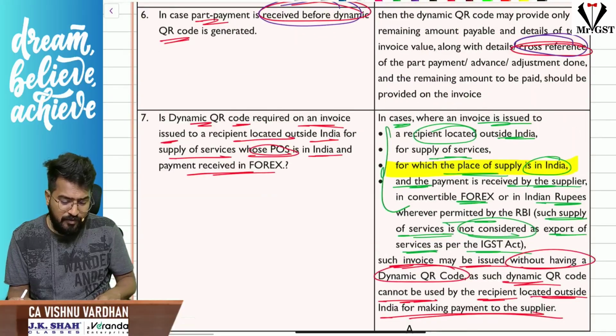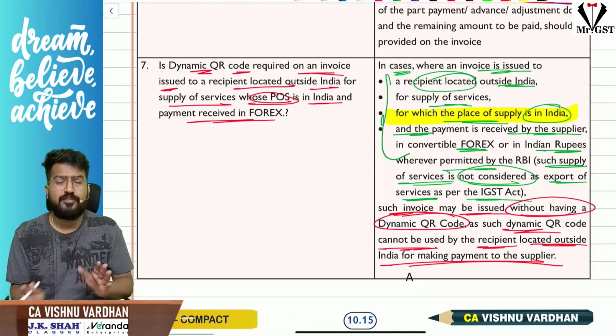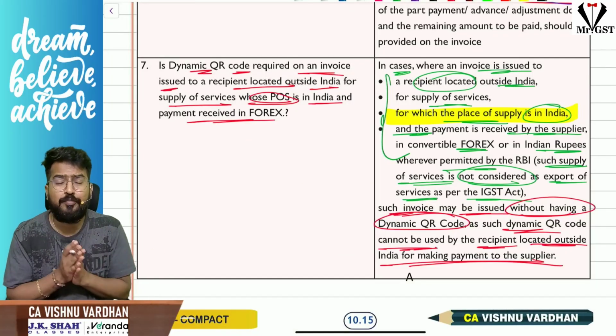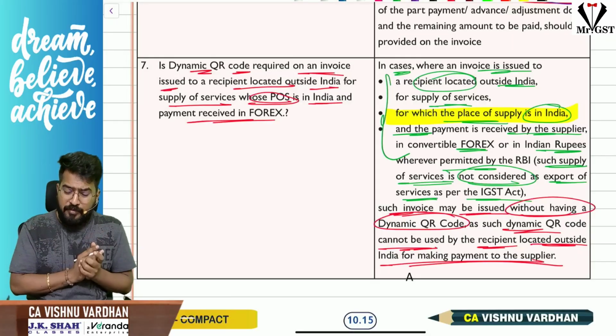So with this, we are done with dynamic QR code provisions also, and we are done with this chapter. So friends, hope you have enjoyed this chapter and revised it thoroughly.